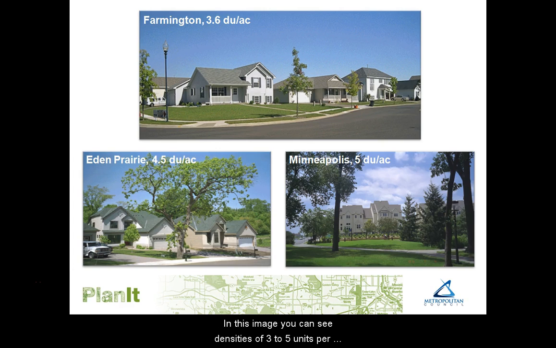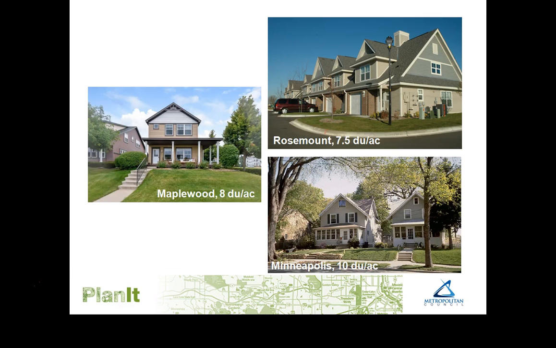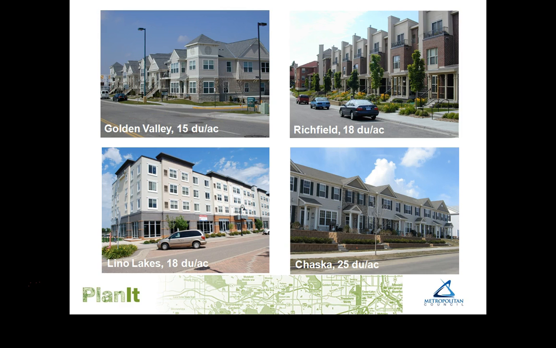In this image, you can see densities of 3 to 5 units per acre in different cities around the region. You can accomplish higher densities of 7.5 to 10 units per acre as it fits within your community. Even higher densities of 15 to 25 units per acre can be accomplished based on the community characteristics.